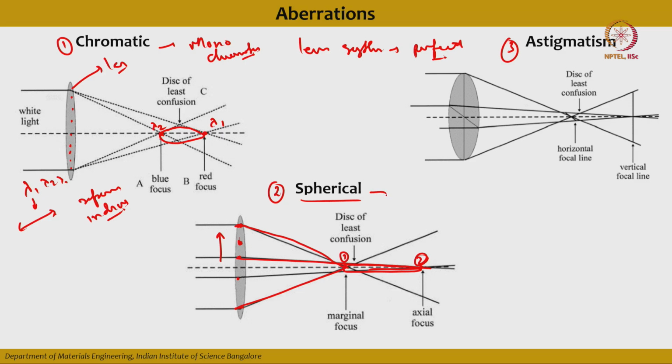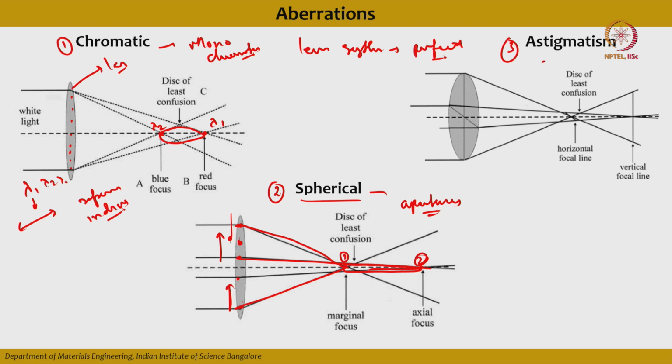Spherical aberration can be minimized by using apertures. Apertures means you can use the aperture so that the rays which are away from the optic axis can be avoided in creating the image. So, you will come close to the optic axis.